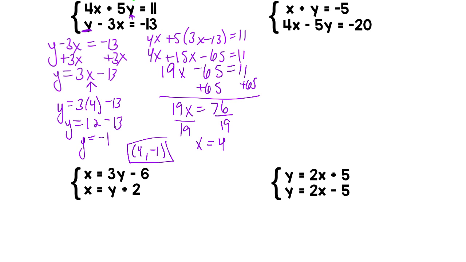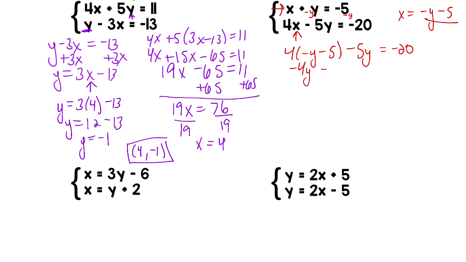Again, neither x nor y is all alone, so we're going to take this first equation and make it happen. We could solve for either variable. It doesn't matter, but I'm going to get x alone. So we subtract this y from each side, and we end up with x equals negative y minus 5. So that's what we're going to plug in where x is here. 4 times (negative y minus 5) minus 5y is negative 20. That's negative 4y minus 20 minus 5y is negative 20.